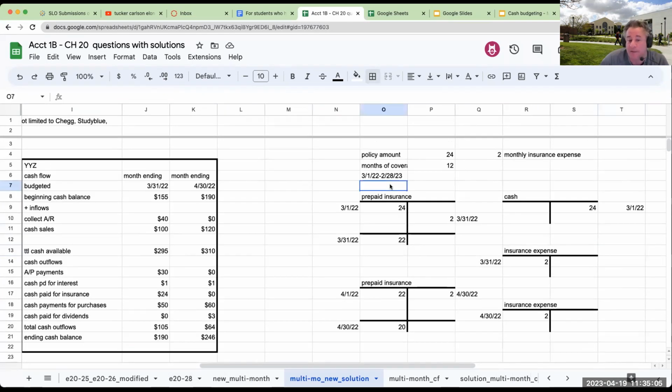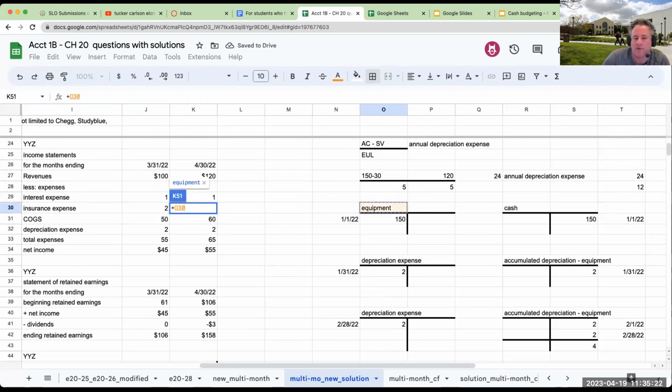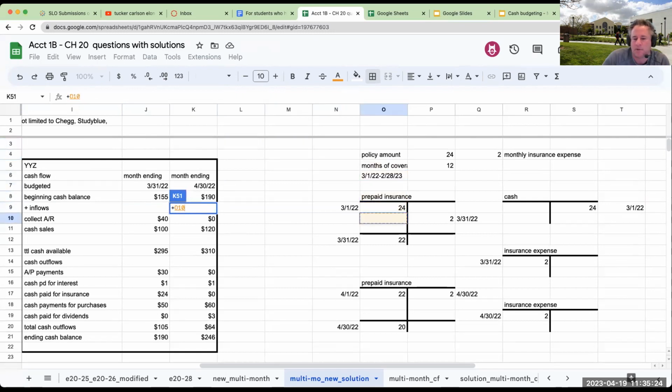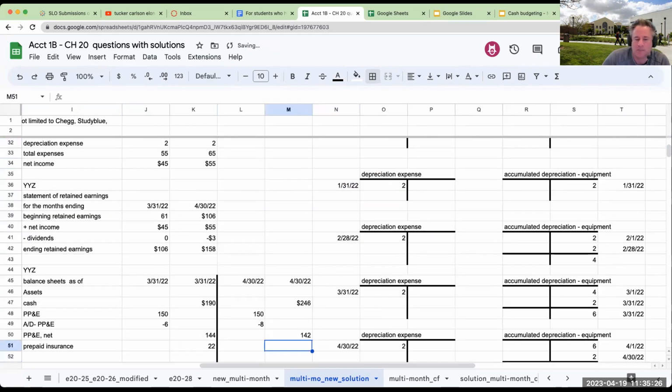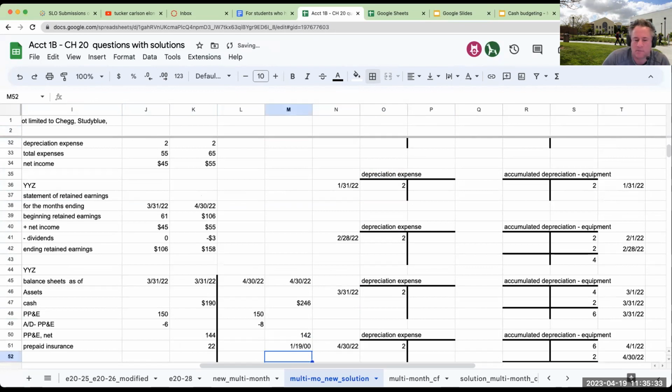As we saw, I bought this policy at the beginning of the month. Prepaid insurance is an asset. It's giving us future economic benefit in the form of insurance coverage. So over here for my prepaid insurance, my balance is going to be at 22. My balance as of April 30th is going to be at 20.